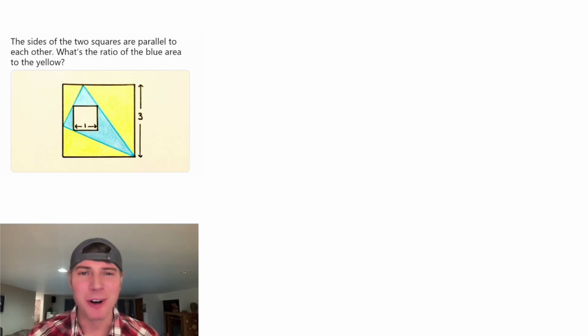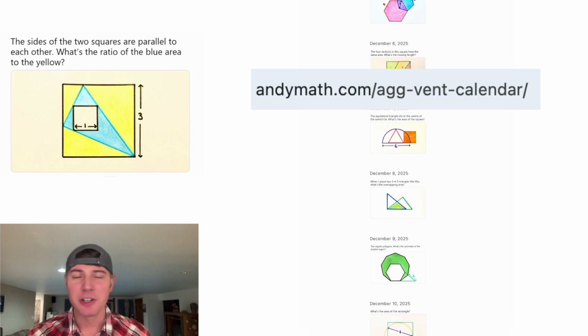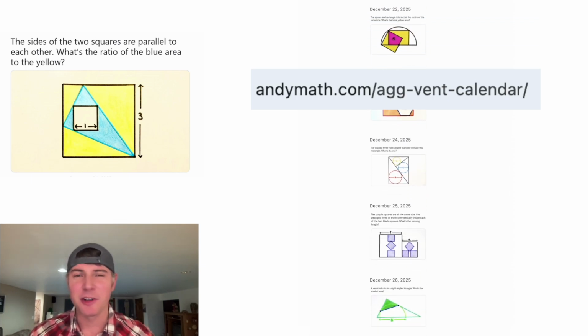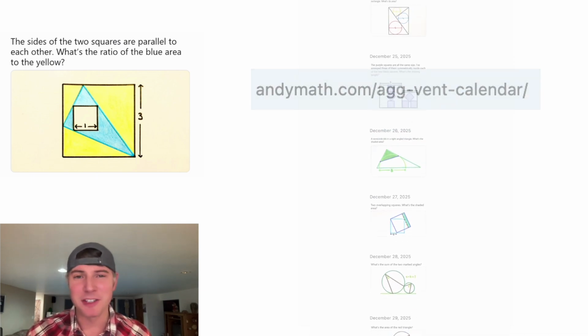Hey guys, this looks like a fun one. This is another puzzle from Katrina Agg. I put together this Aggvent calendar. We're going to do one Katrina Agg puzzle every single day for all of December. 31 days, 31 puzzles. And this is the puzzle for December 1st.